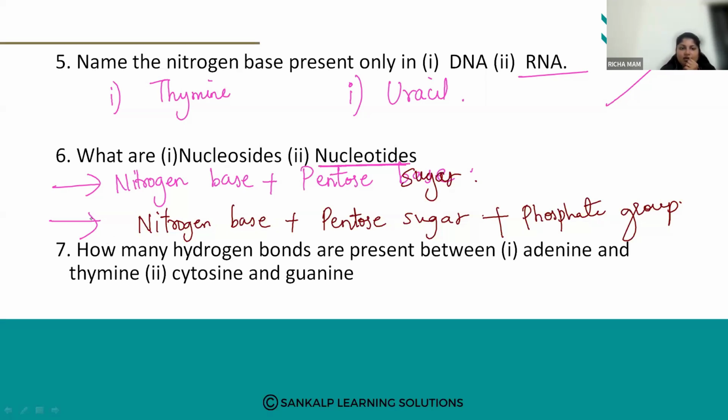Next, how many hydrogen bonds are present between adenine and thymine, and between cytosine and guanine? Between adenine and thymine, there are two hydrogen bonds. Between cytosine and guanine, there are three hydrogen bonds. Understood?